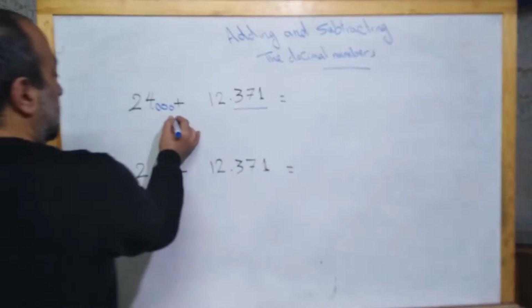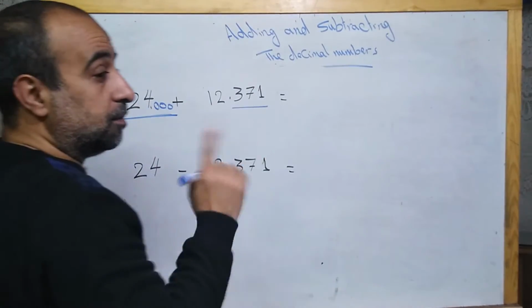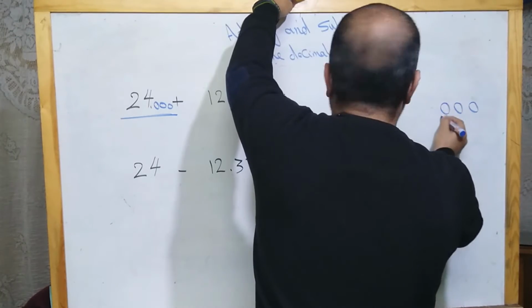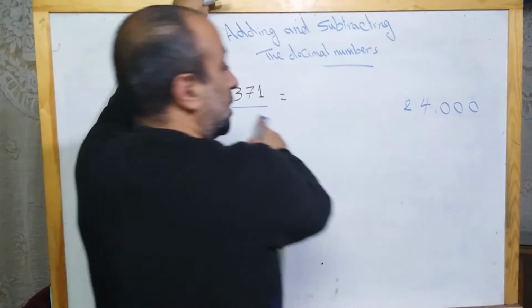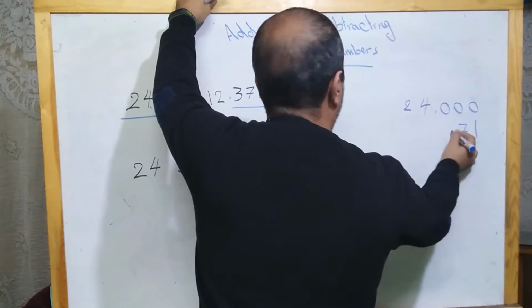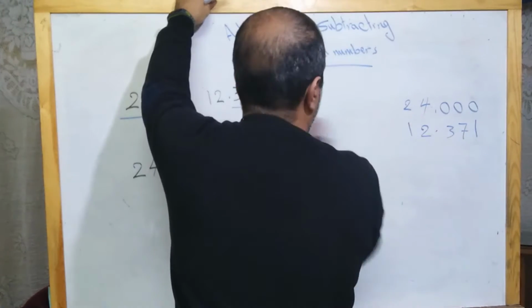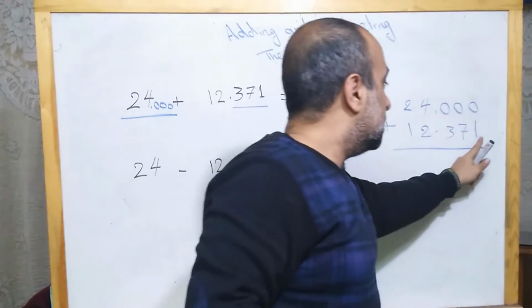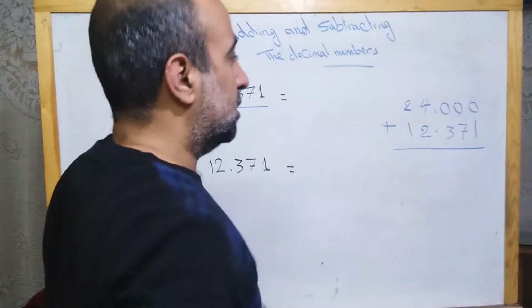We will write the first number in the top, beginning with the right side. Don't forget beginning with the right side. 0, 0, 0.42. And the second number in the bottom, 173.21, and the sign is plus. Don't forget each digit under its digit to make it easy.